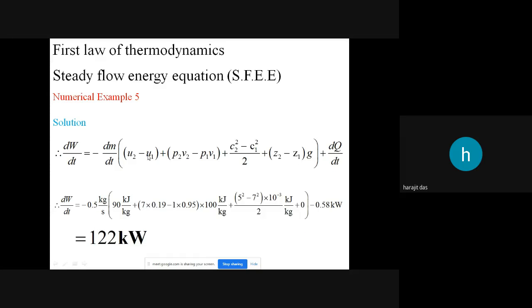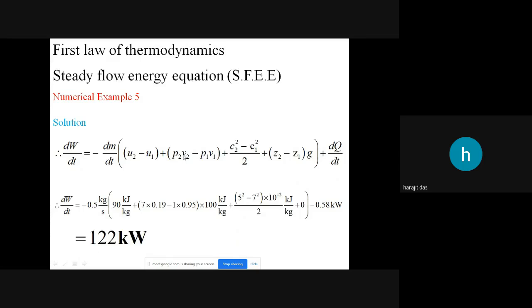If u2 is greater than u1, then p2 v2, p1 v1. So all these things are written, and finally you need to just put the value. This will be 0.5 kg. It is given: u2 minus u1 will be 90, because u2 is 90 plus u1. Units are also written.